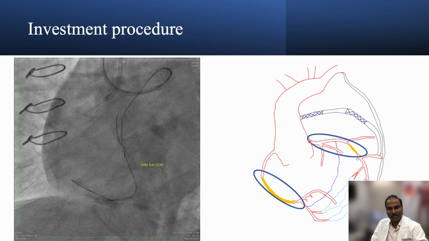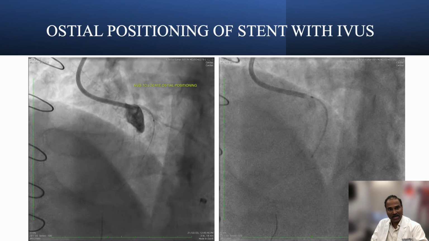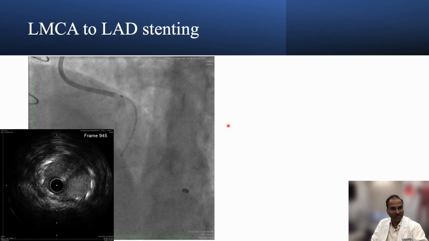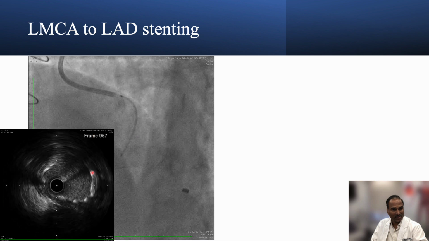But here the challenge was positioning of your stent at the ostial LMCA, because to take retrograde next time, you should be able to cannulate the left system easily. For that you can use IVUS to position your stent at the ostium. So we marked the ostium with IVUS, and then we positioned the stent exactly with IVUS so that there won't be significant overhang into the aorta, and the cannulation in the next procedure becomes easier. So that's what we did. You can see in this video.